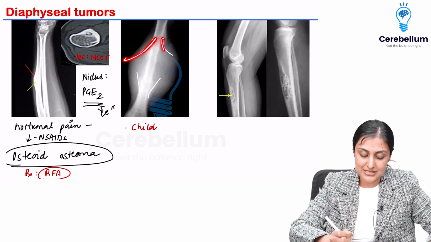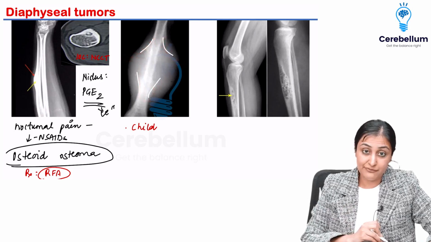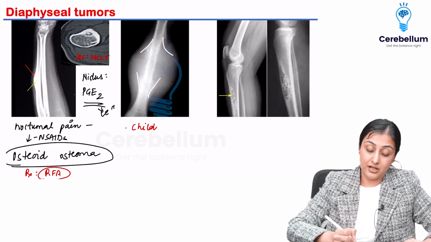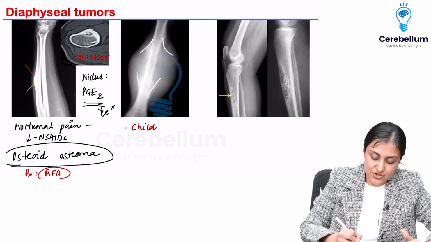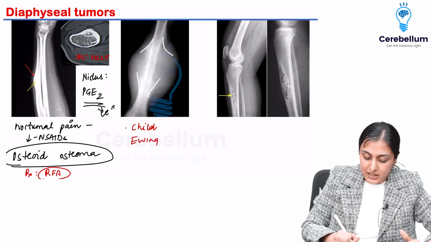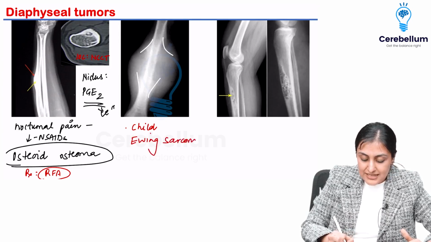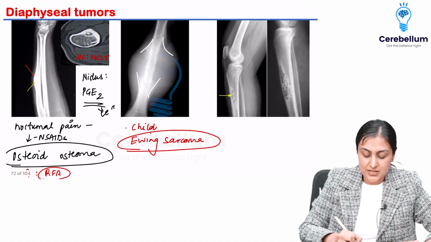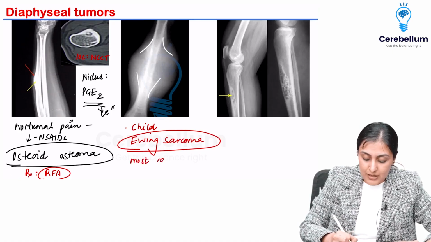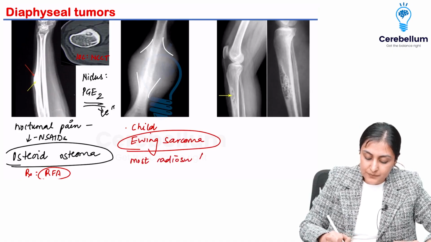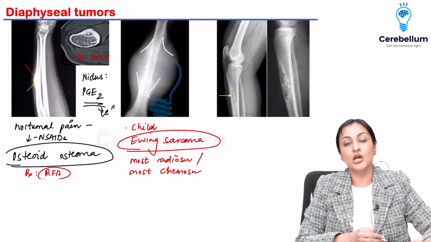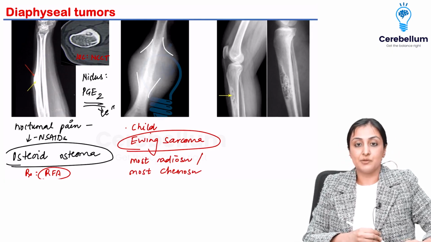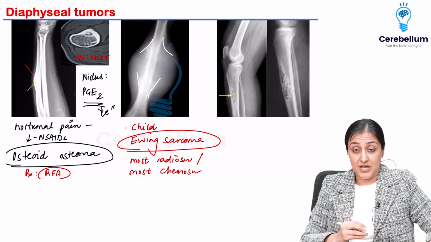So here you can see this incomplete periosteal lifting indicating a very aggressive lesion. So an aggressive lesion in the diaphysis of a child is Ewing sarcoma. So this is Ewing sarcoma for you. This is the most radio-sensitive tumor. This is also the most chemo-sensitive tumor. So basically the management is going to be a combination of chemo plus radiotherapy. So this is Ewing's sarcoma.